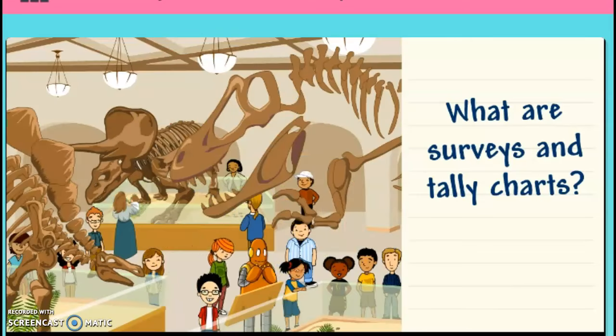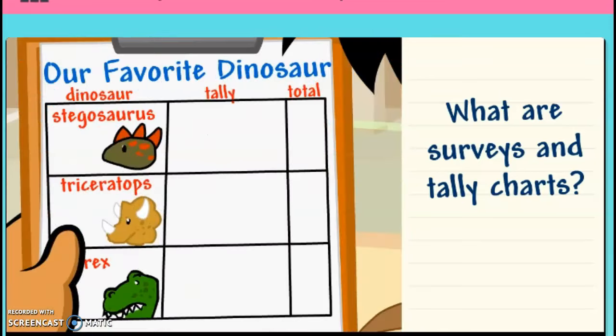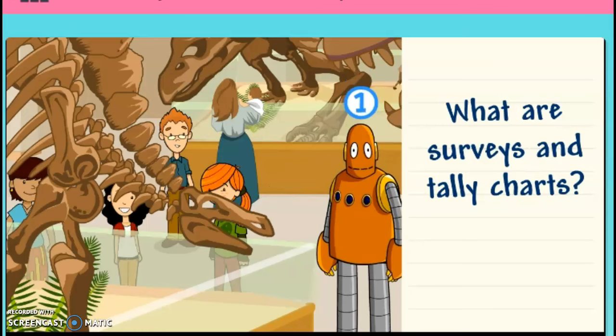Let's see. There are 3 dinosaurs here. Let's take a survey to find out which one our classmates like best. We can use a tally chart to record data or information. Let's see. Moby likes the Stegosaurus the best.